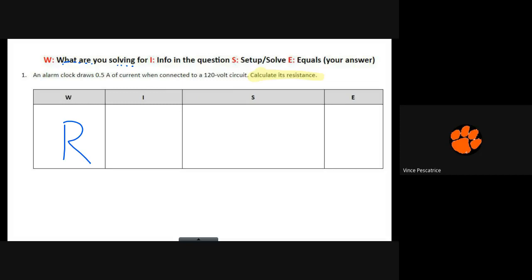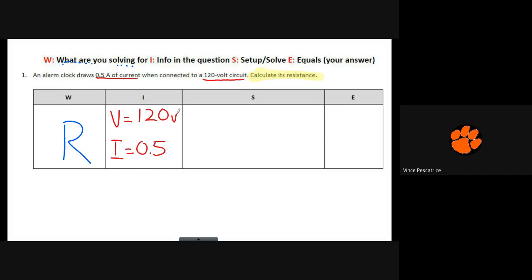Next, you're going to be looking for the information in the problem. So the information it gives you, that's normally in the form of numbers. So you're going to look for, right here, it says 0.5 amps of current. And then right here, it says 120 volts. So that gives you the information that you need in order to solve for the problem. So we have V is equal to, right there, it says 120. And then I is current, and it's equal to 0.5.